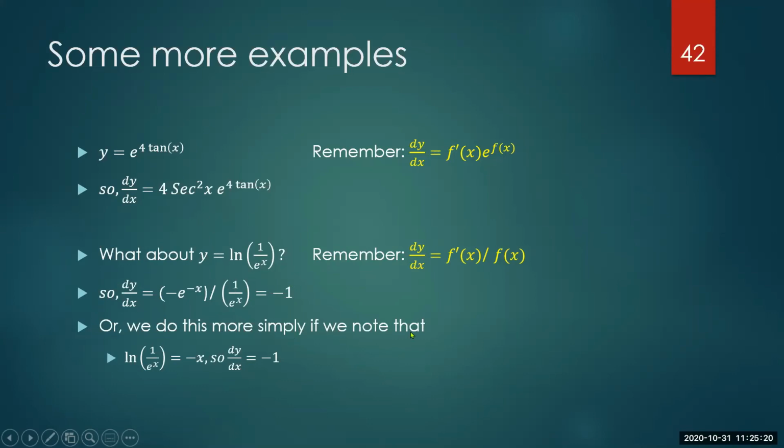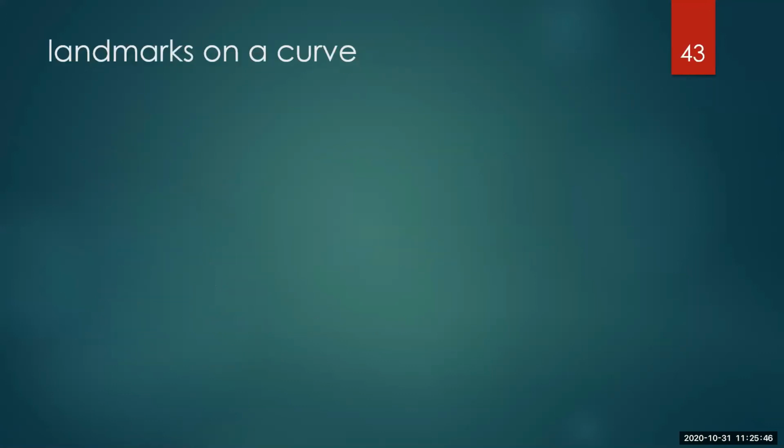Now we could do this more simply if we noted that the natural log of 1 over e to the power of x is equal to minus x. So dy/dx is equal to -1. But again, I think with starting off with examples, it's nice to take fairly simple ones first, ones that you can solve in a different way so that you can reassure yourself that you're on the right track. Okay, so that's the exponential differentiation piece.